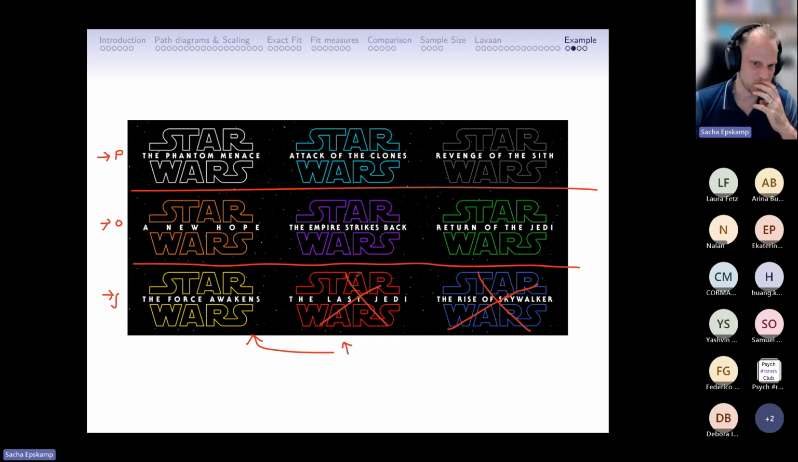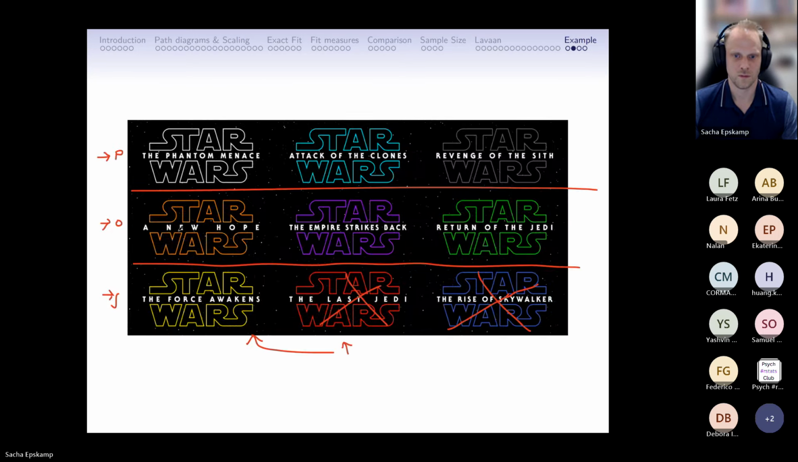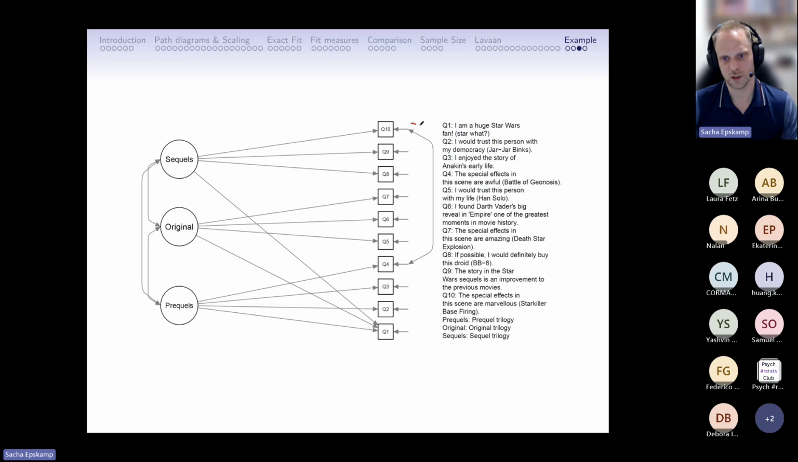Okay, so what they tried to measure was, for every trilogy, they had 3 items measuring how well people like them. And this "I'm a huge Star Wars fan" item was assumed to be related to all 3. And this is the final model. This is included because of modification index, but I'll show it in a bit as well. So I had this one item indicated for all 3, and then 3 indicators here, 3 indicators here, 3 indicators here.